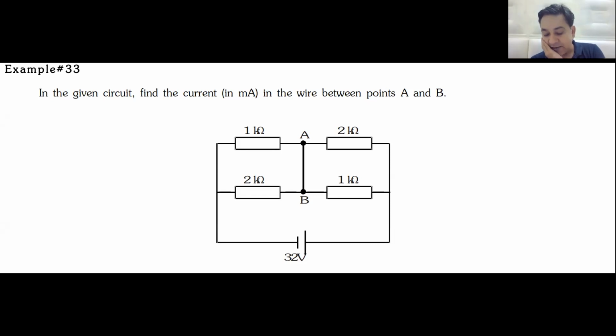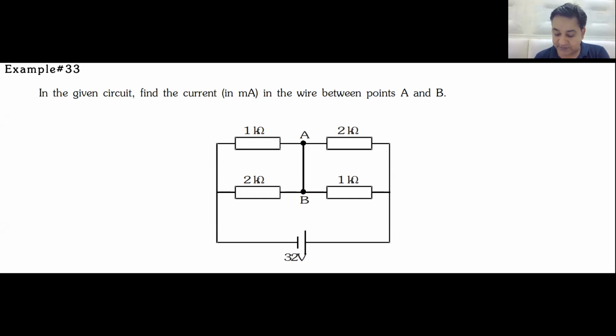What is the current in milliamperes in the wire between points A and B? All the resistances are given in kilo ohms, and the battery voltage is given as 32 volts. You are supposed to find out the current in the wire AB. Did you do it? Get the answer? Got 16.